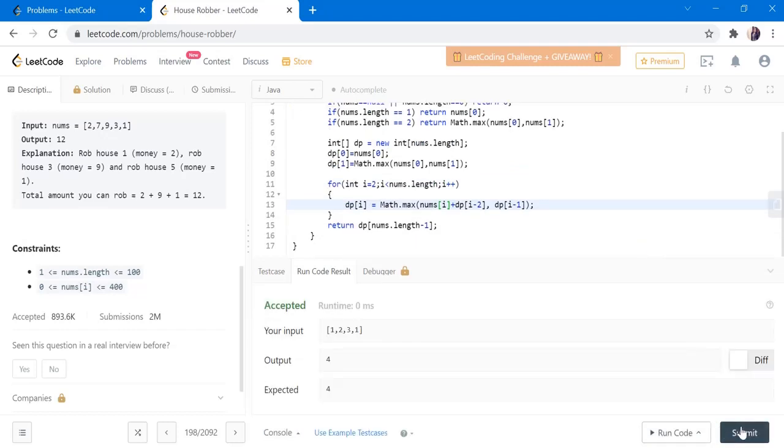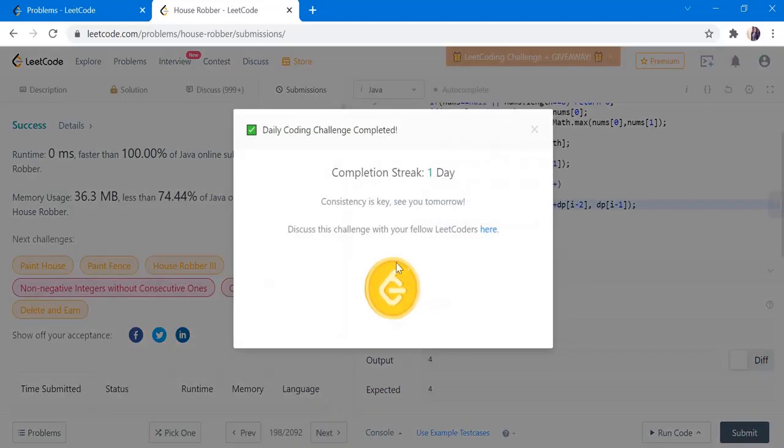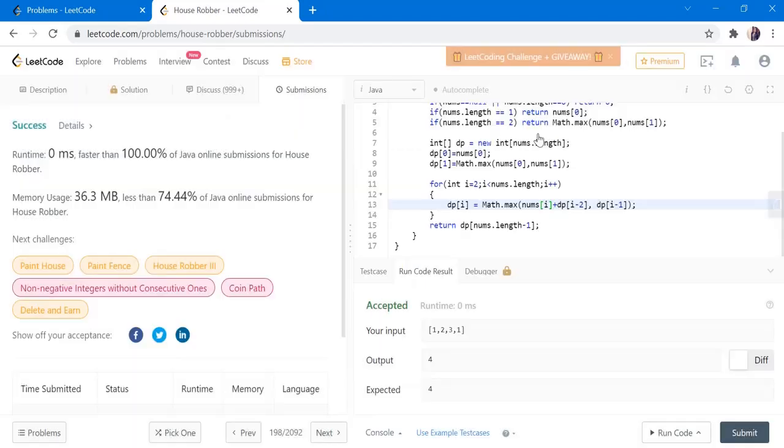So yes, let's submit. Yes, the solution has been accepted and we have completed today's problem. So yes, this runs in 0 millisecond, which is 100% faster.